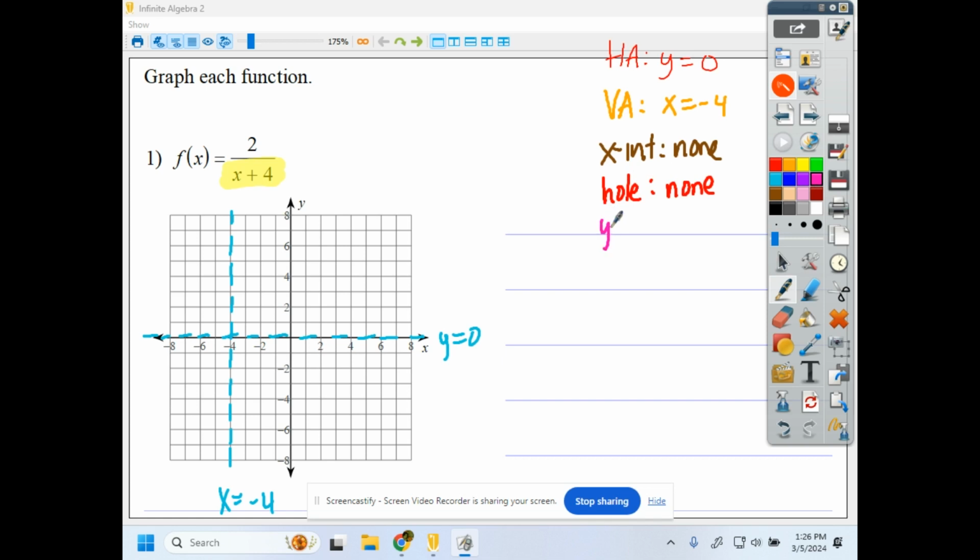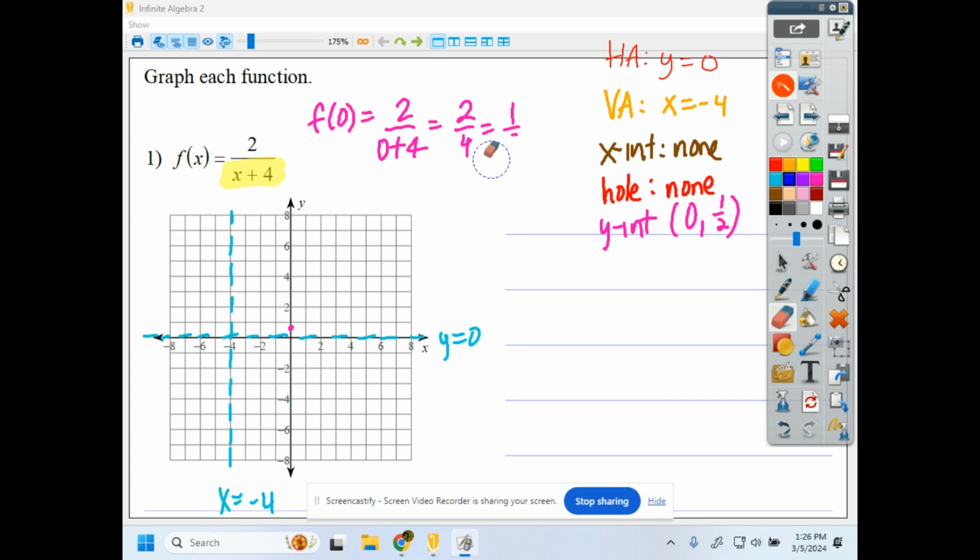For us to find the y-intercept, we make the value of x equal to 0. So f of 0 is equal to 2 over 0 plus 4. 0 plus 4 is 4, so this will be 2 over 4, or it's going to be 1 half. The y-intercept here is (0, 1/2), right here.